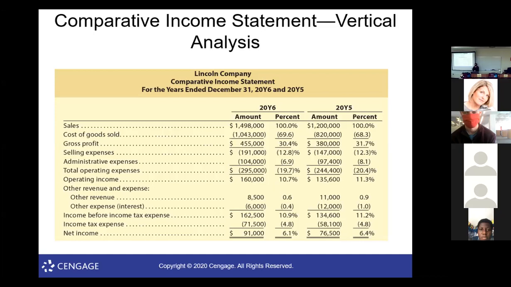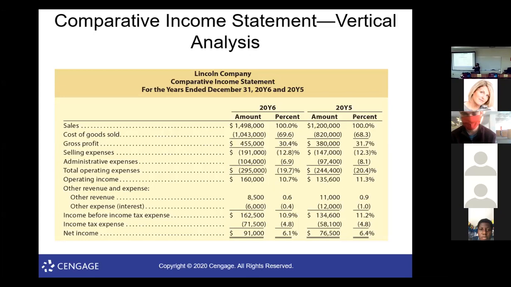So again, on the balance sheet, you're taking every asset category, dividing it by total assets, every liability or shareholders' equity item, divided by that total shareholders' equity and liabilities. Whereas on the income statement, every number is presented as a percentage of sales, which is that very, very top line number.